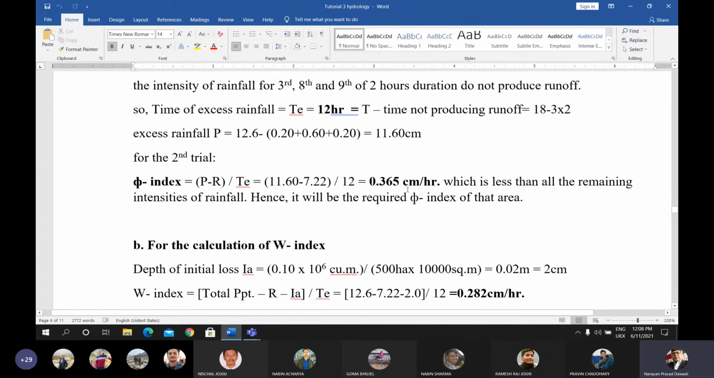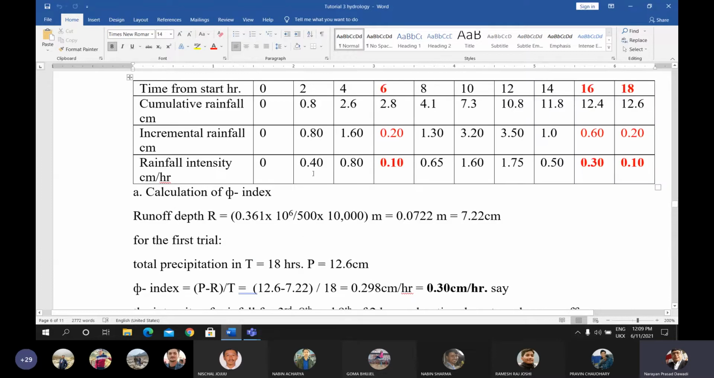So this will be the phi index of that area, because no intensity of rainfall is less than this phi index value. So another trial should not be taken, because this is the phi index of that area. Okay, if this value is greater than or equal to the rainfall intensity of any remaining hours of the duration, then at that time you do not consider that intensity of rainfall for the next trial.